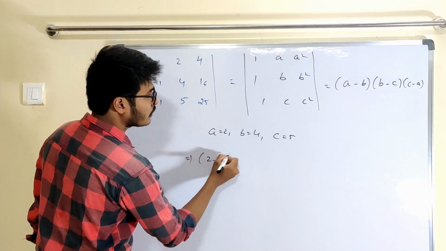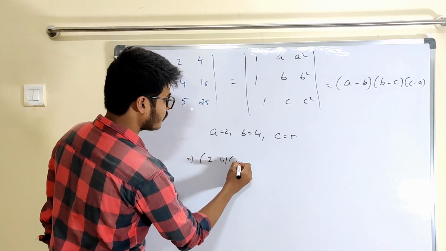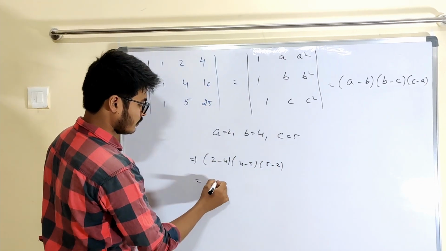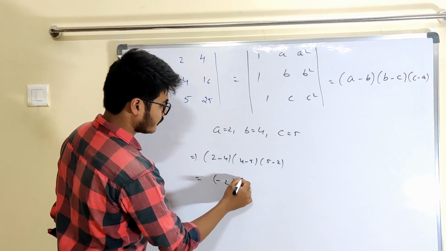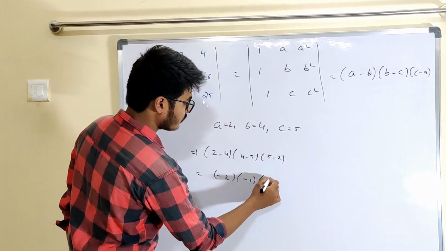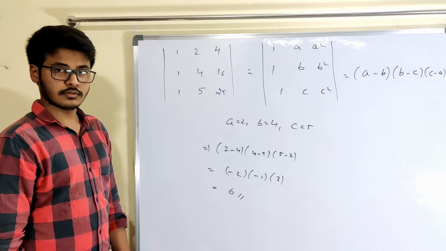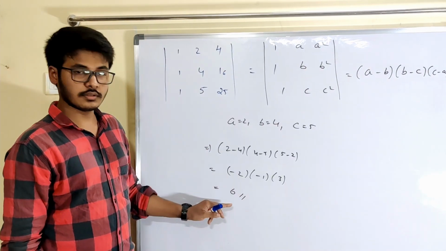Here a is 2. (a minus b) into (b minus c) into (c minus a). Here minus 2 into minus 1 into 3. So it is 6. So the solution for the given question is 6.